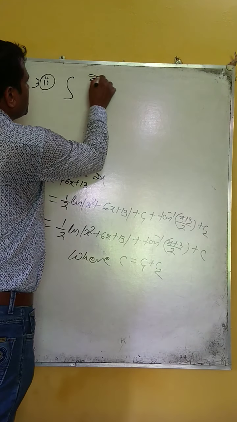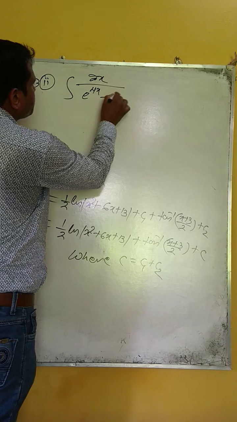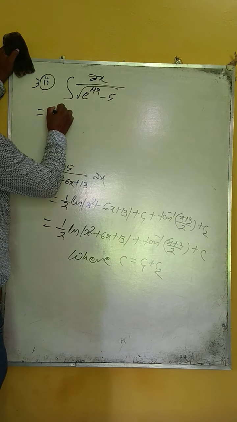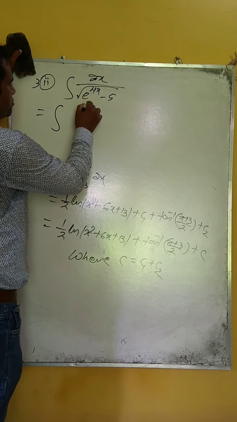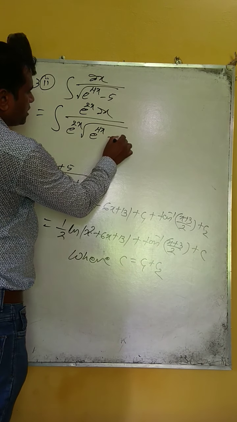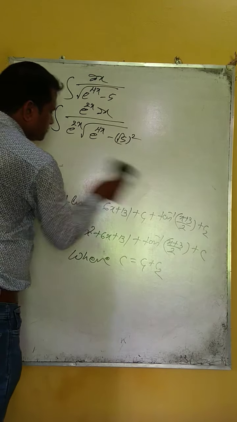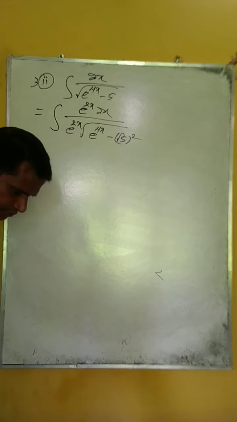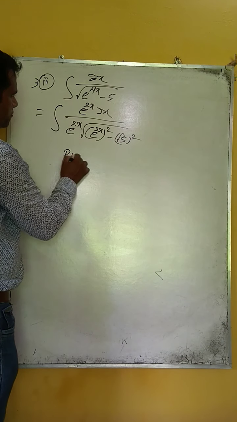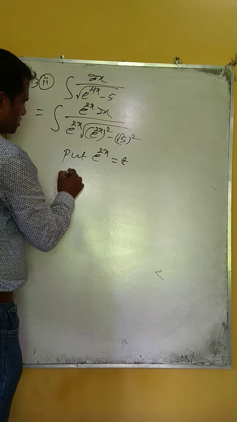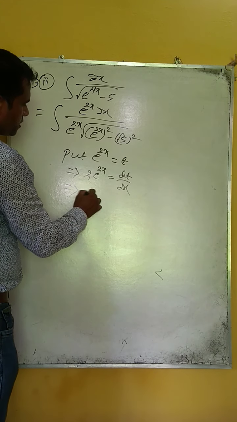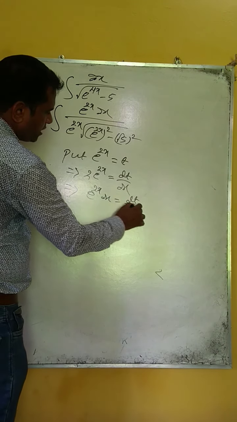Integral dx by e to the power 4x minus root 5. That is, we multiply here e to the power 2x, e to the power 2x dx divided by e to the power 2x root over (e to the power 4x minus root 5 square). We write e to the power 4x as (e to the power 2x) whole square. Put e to the power 2x equal to t, that gives 2e to the power 2x is equal to dt by dx, e to the power 2x dx equals dt by 2.